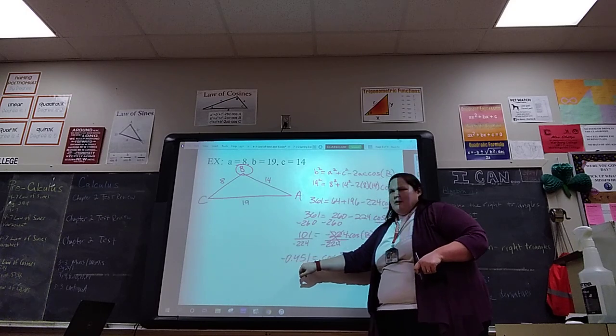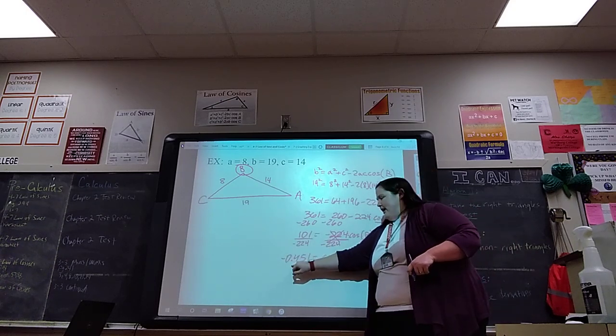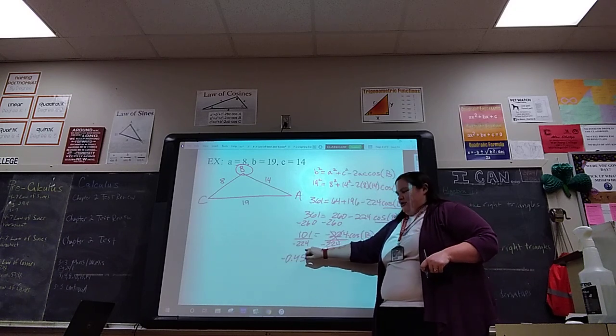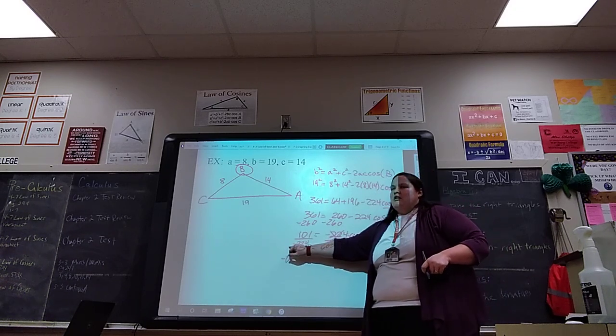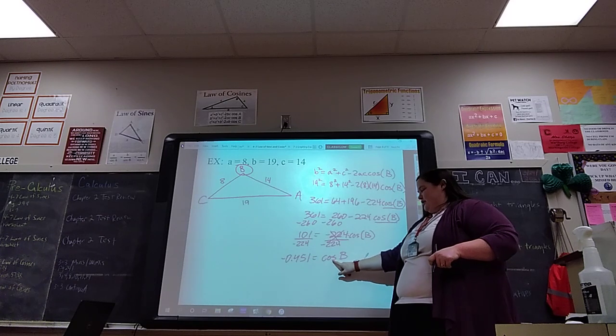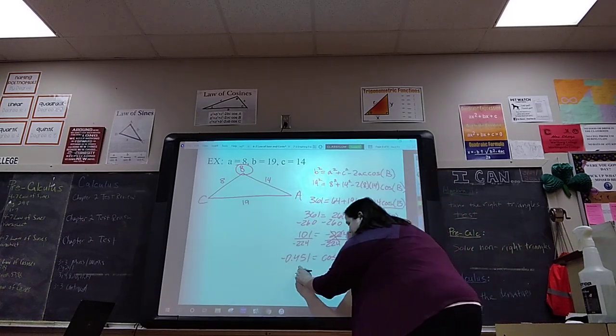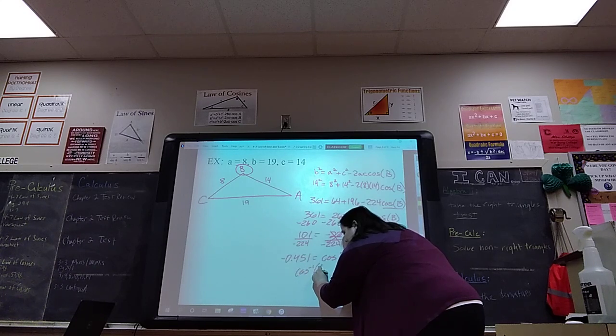And just like we did with law of sines, we get it down to this little decimal, okay, but that's not an angle. So what do you suppose we can use to convert this into an angle? Inverse cosine. Yep, we're going to use cosine this time because that's the thing that's in our problem. So we're going to do cosine inverse of that little decimal. And that will convert it into an angle.